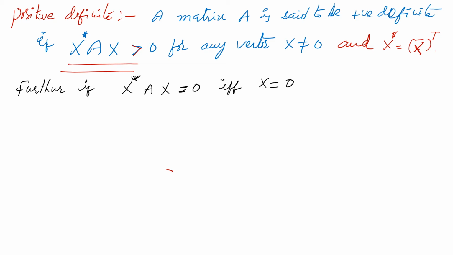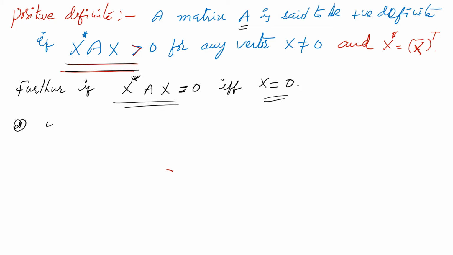Here, one more point, let me tell you once again, positive definite means what? Matrix A is said to be positive definite if this condition is satisfied. If X is a real vector, one can say this is X transpose AX. If X is complex, then X Hermitian AX is greater than 0 for any vector X not equal to 0. If X equals 0, then this product is equal to 0.